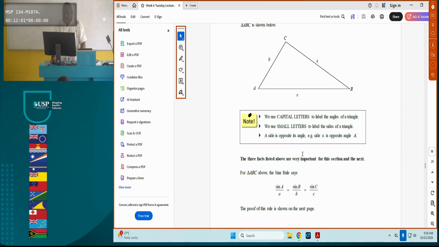This is what that means. Capital letters to label the angles, small letters to label the sides, and a side is opposite its angle. Change this, please. A side is opposite its angle. For example, side a is opposite angle A. Is this an error in your course book as well? Yes. Change this to a.